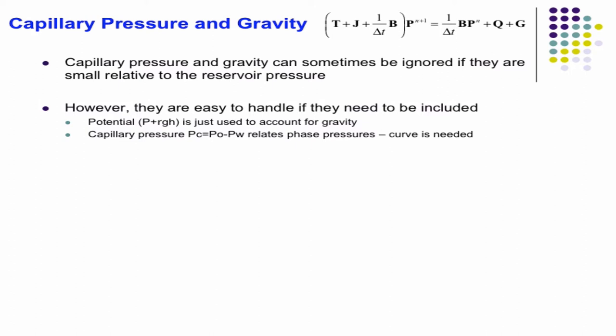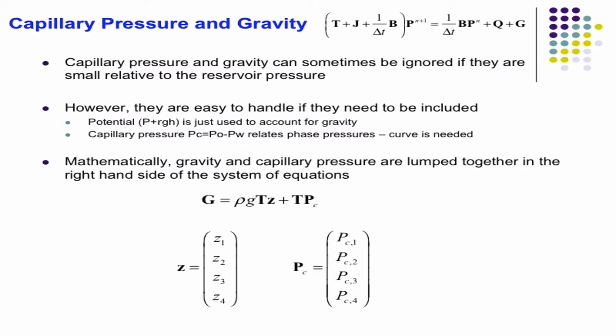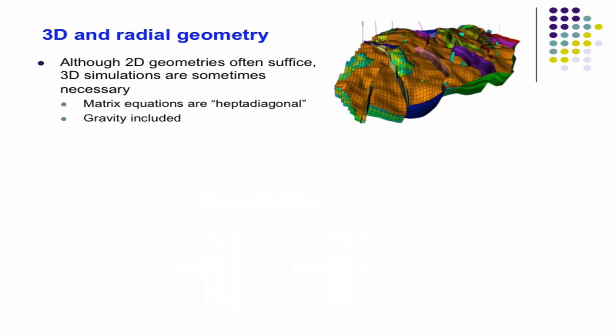When we did Buckley-Leverett and all that, we just said the capillary pressure is zero. But the real capillary pressure is the difference between the oil and water pressure, and you need a constitutive model or a curve that relates it to saturation. Mathematically, you can lump them together on the right-hand side of the equations. G is your normal transmissibility, Z is a vector of the heights of all the grid cells, with L the total number of grid blocks, times the transmissibility, times rho g, times the transmissibility, times the vector of the capillary pressures at each of the grid blocks.